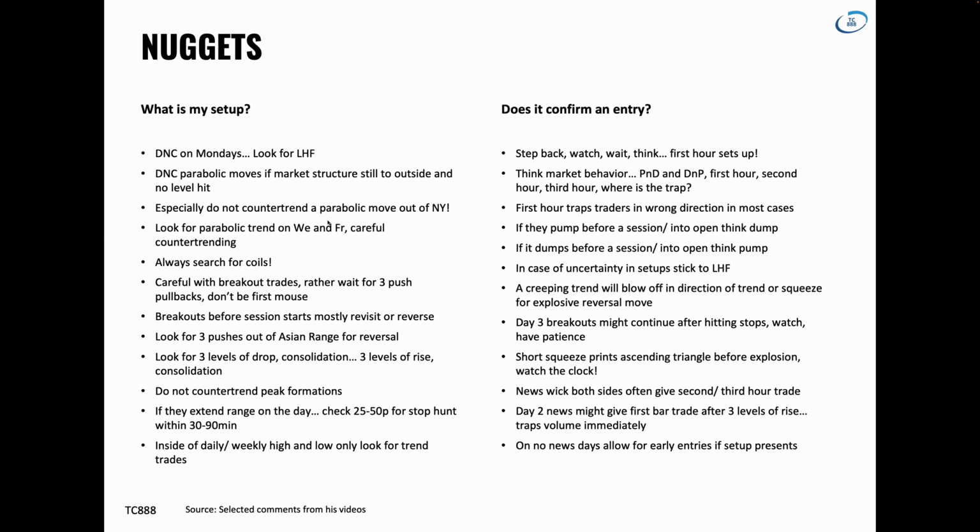Then same logic, especially on Wednesday and Friday, be very careful with counter trending. Rather look for the parabolic trend. Always look for the coils. Coils indicate the best setup. So if you have a coiling market and it's moving out of these coils, you really get a range expansion and an explosive move. That's what you want to have for large trades in a short time.